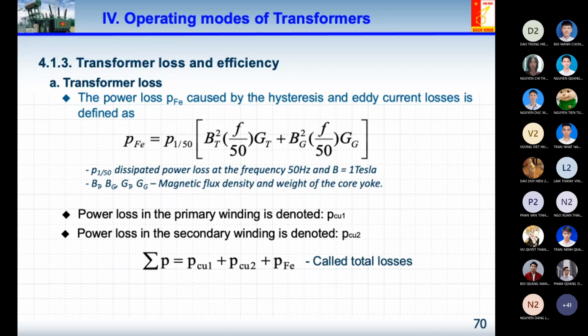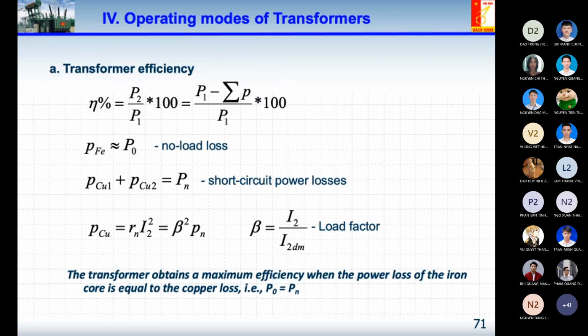Okay, and of course once we get the total loss, now it's high time for us to compute the transformer efficiency. How to compute? Let me go to this slide. You can see the transformer efficiency can be defined by this one. You can see eta percentage is equal to P2 divided by P1. P2 is the output power of the transformer, P1 is the input power, you know already.